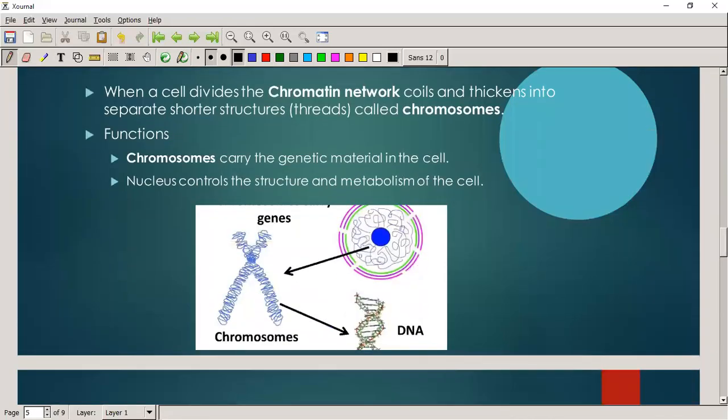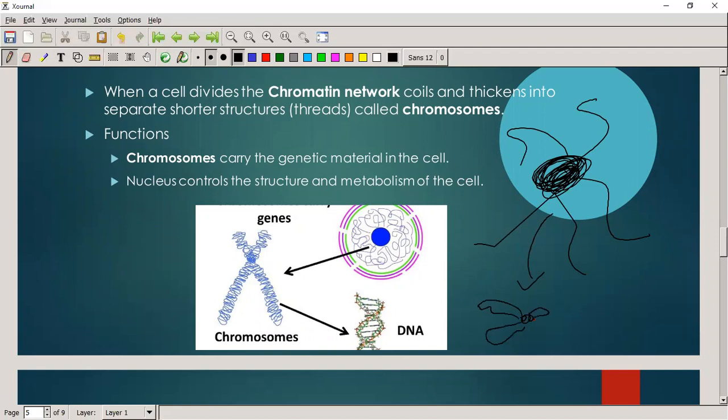Chromatin network. So when a cell divides, the chromatin network coils up and thickens into separate structures that are called chromosomes. So basically your nucleolus and the threads, the chromatin network, when we reproduce the DNA, they actually wind up to form structures called chromosomes. That looks like this. And this one nucleolus will form several chromosomes. In the case of humans, they form 23 pairs of chromosomes, which is 46. But basically this can form this when we want to divide the cell.